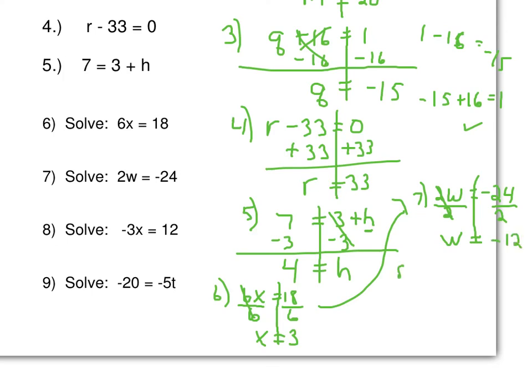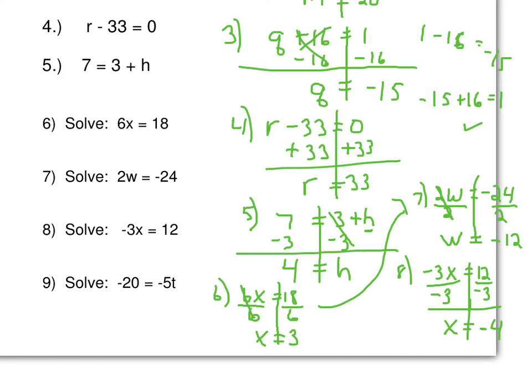Number 8, I have negative 3x equals 12. Now this time, draw my line. I'm dividing both sides by a negative 3. A negative 3 divided by a negative 3 is going to give me 1, which is what I want. Equal sign, and then I do 12 divided by a negative 3. Positive divided by a negative is a negative, so I get negative 4. And that would be my answer.